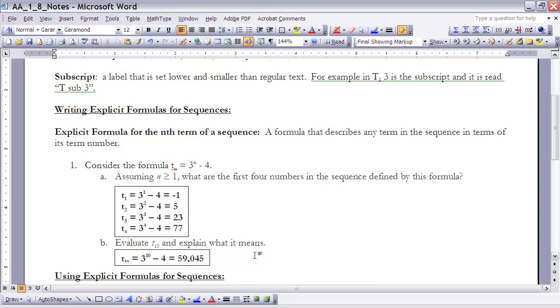And then for part B, it says evaluate T sub 10 and explain what it means. Well, T sub 10 is the value of the function when n is 10. Okay? In other words, it's the value of the 10th term within that sequence. And if I plug 10 into my sequence, 3 to the 10th minus 4 is 59,045. So that would represent the value of that sequence for the 10th term.